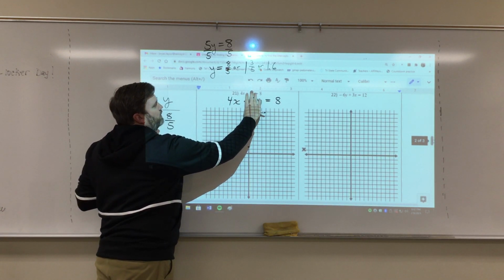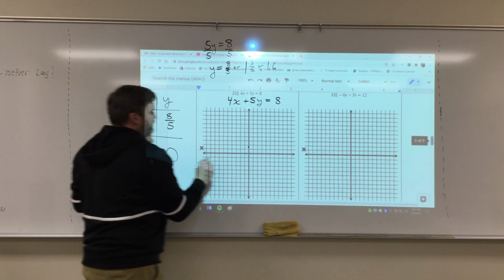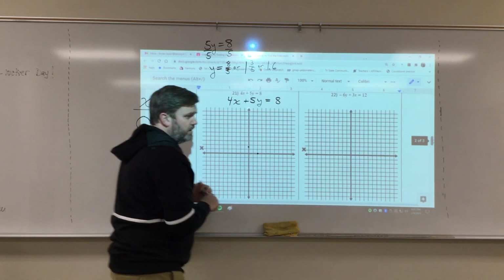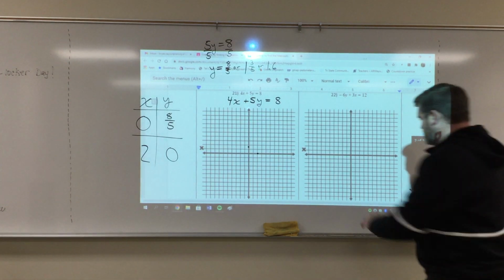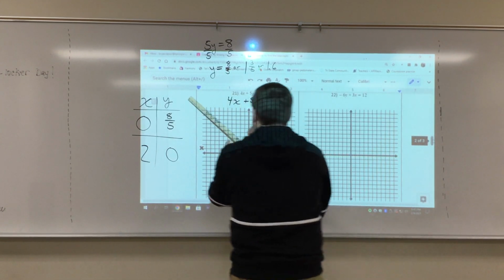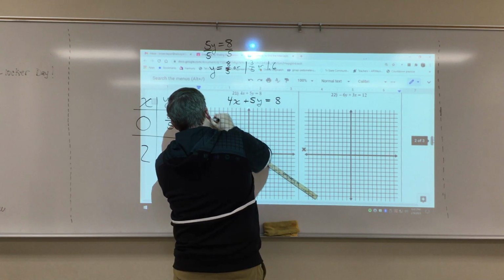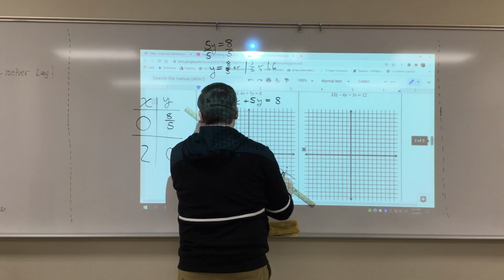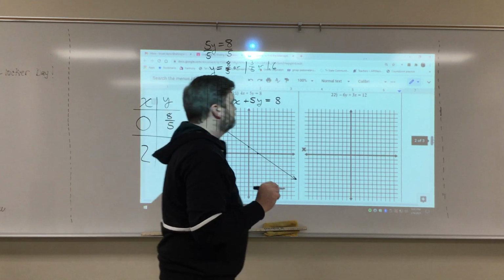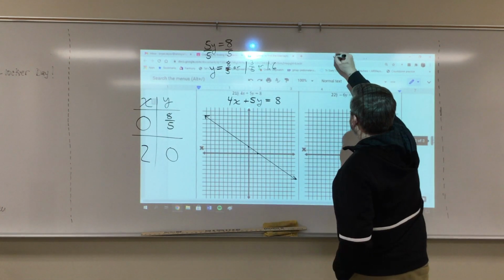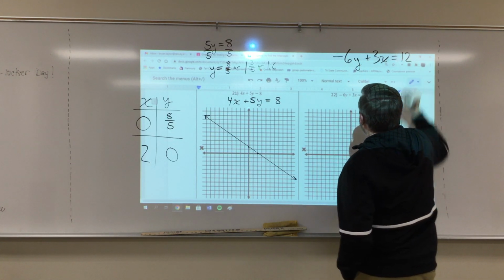If I cover this up, I get 4x equals 8, so divide by 4, and I get an x-intercept of 2. So there are both my intercepts. Go through both of them. And there's my line. Number 22, we have negative 6y plus 3x equals 12.